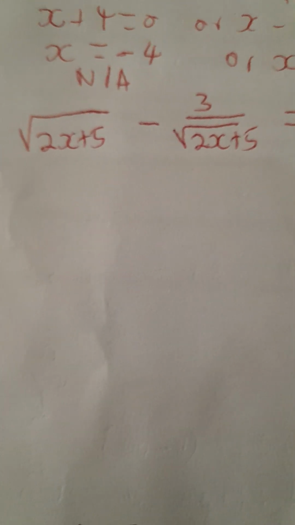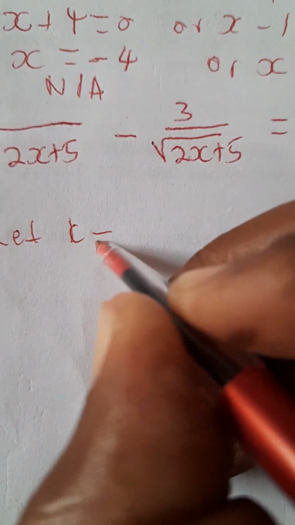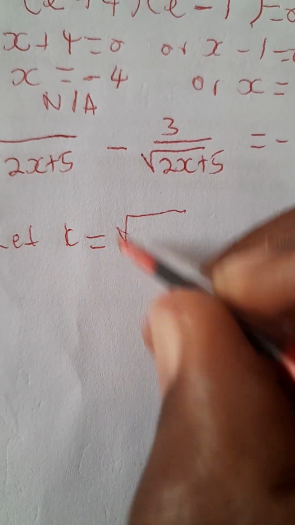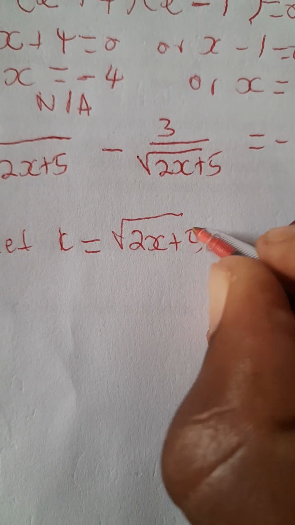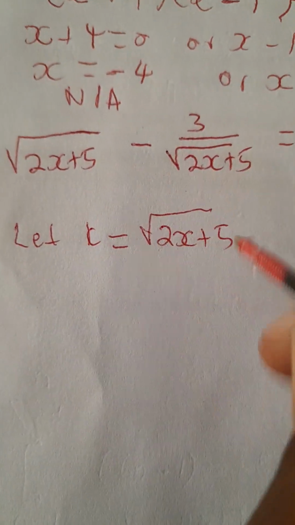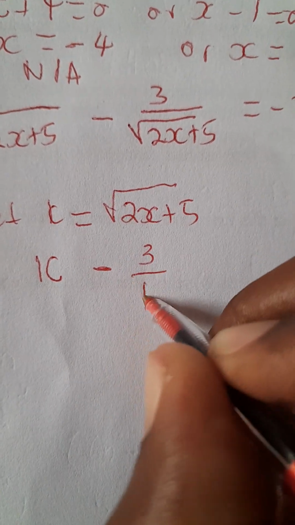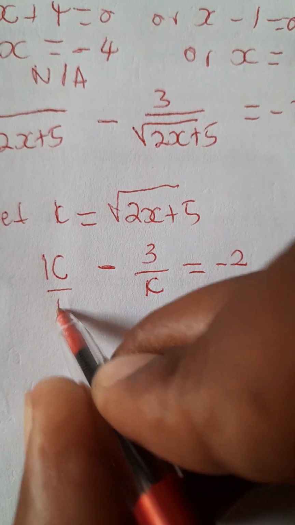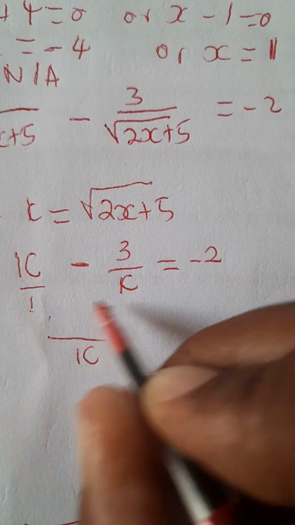let's try using a k method. So let k be, oh, you can use any variable. Some can use b, k, whatever. So this will be 2x plus 5, right? Let the root of this be k. So we are going to have k, and negative 3 all over k is equal to negative 2. So this is the same as k all over 1. Then the LCD here will be k. Then remember 1 times k, it's k.